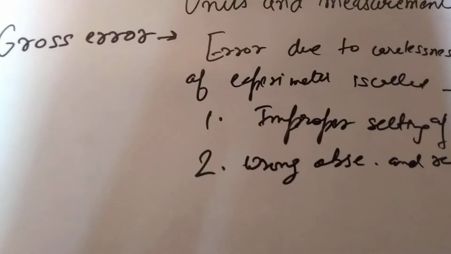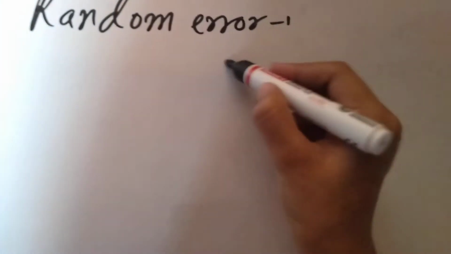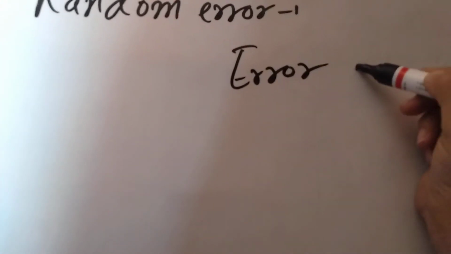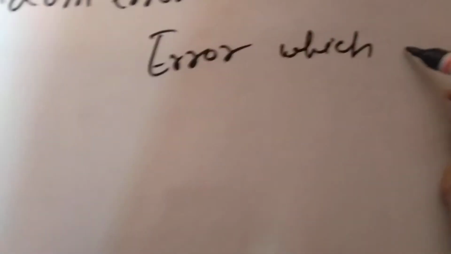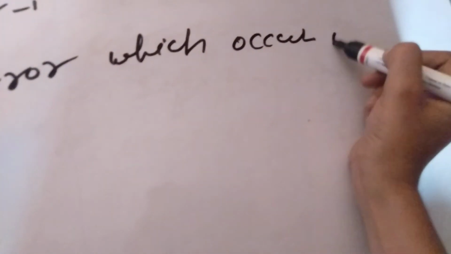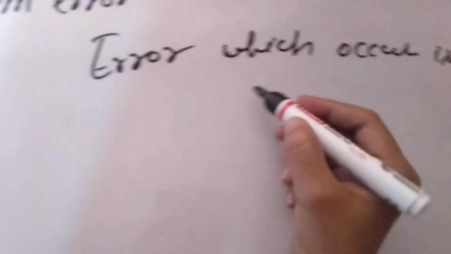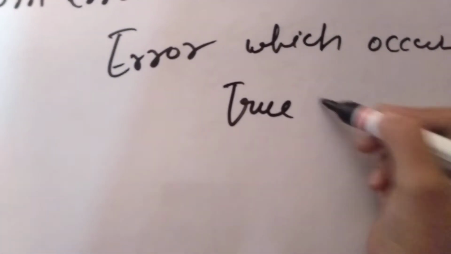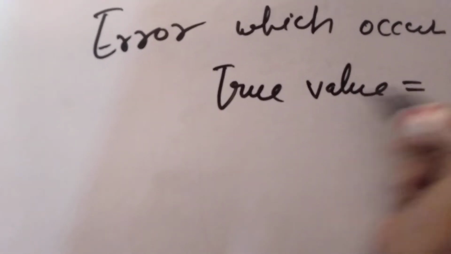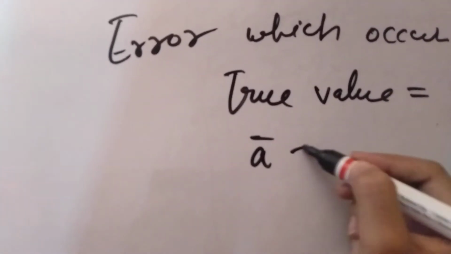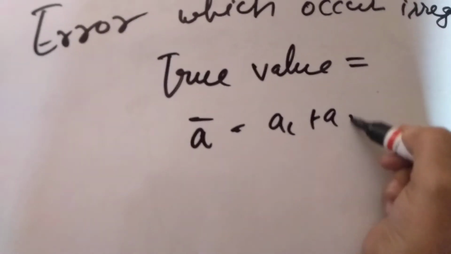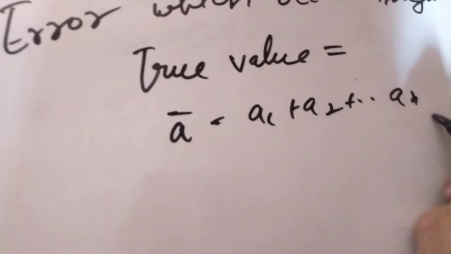So next one is random error. So what is random error? Error which occurs irregularly, and true value, a bar, is equal to a1 plus a2 plus up to so on, by n.